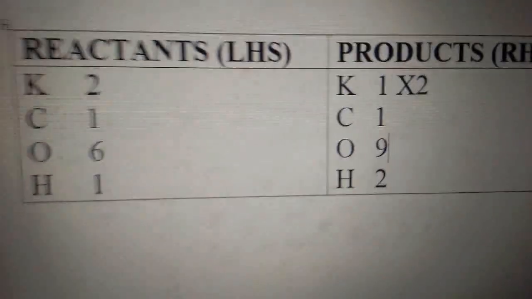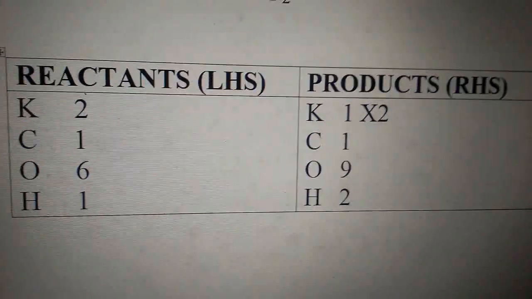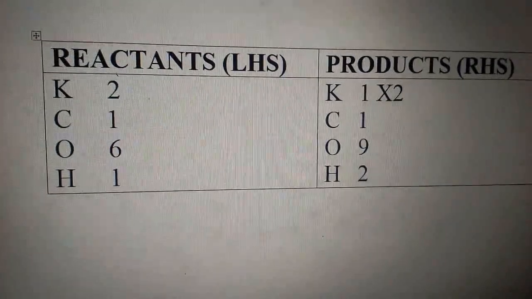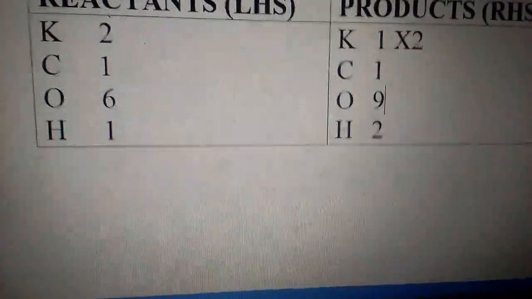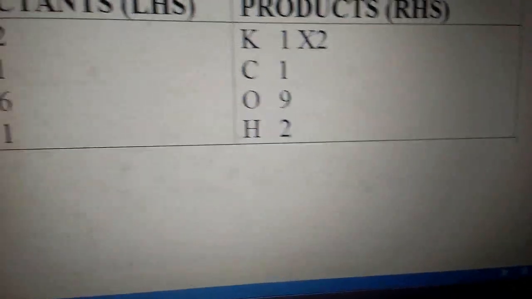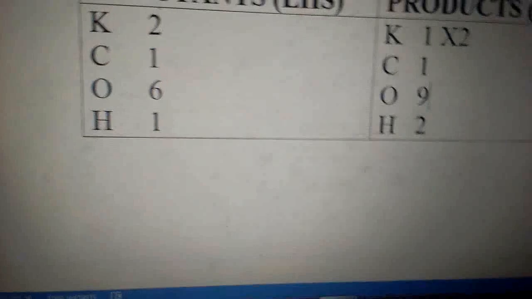So having changed the atoms affected, we'll continue again with the balancing. We have carbon. We cannot balance oxygen easily because no number will multiply 6 to give us 9. So it's not easy to balance oxygen. We run away from oxygen. We go to hydrogen.